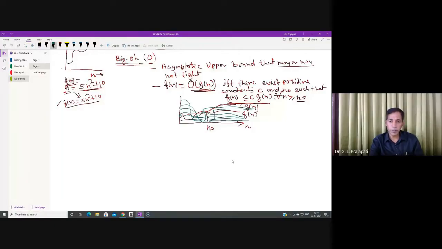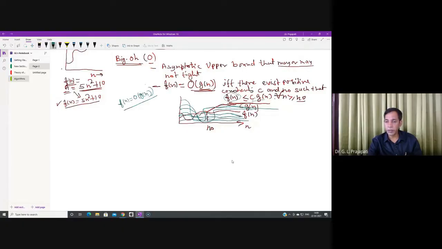So see, once you say that this condition, if the rate of growth of f of n is less than or equal to c into g of n, then you are saying that f of n is big O of g of n. When you say that this is the condition, if you have some g of n, and if f of n is less than or equal to this, then after some value, the rate of growth of f of n is always less than or equal to this c into g of n for some value of n0.